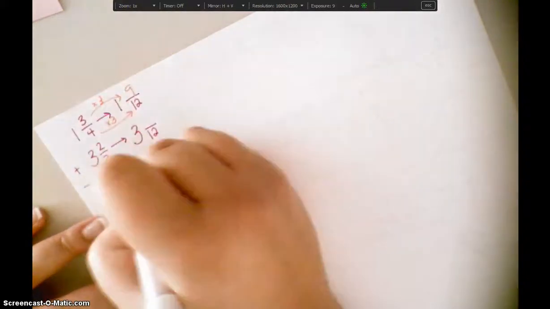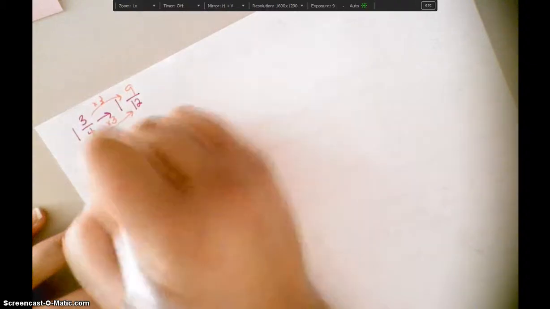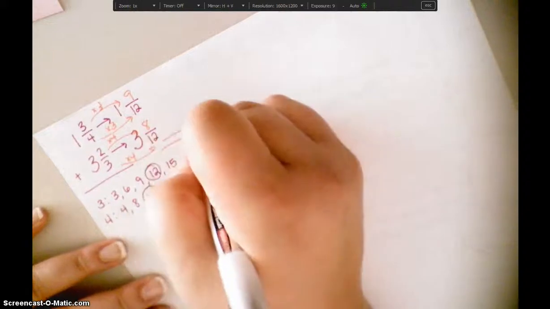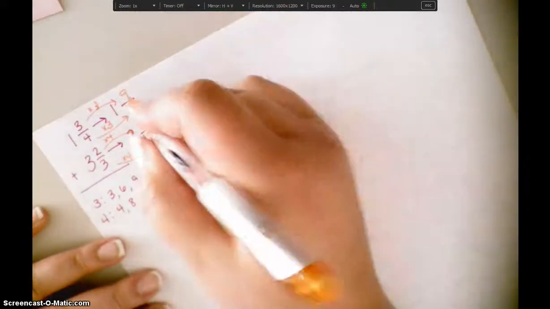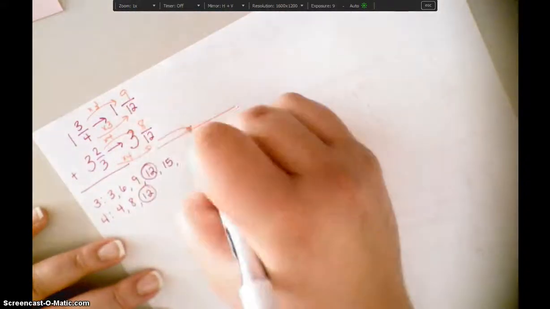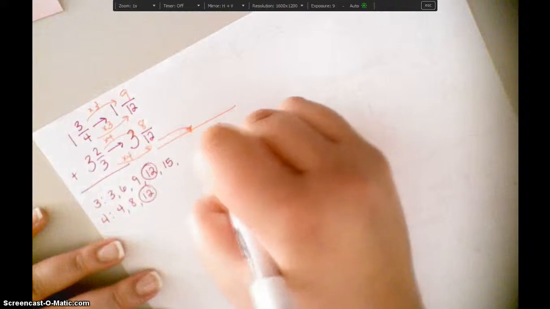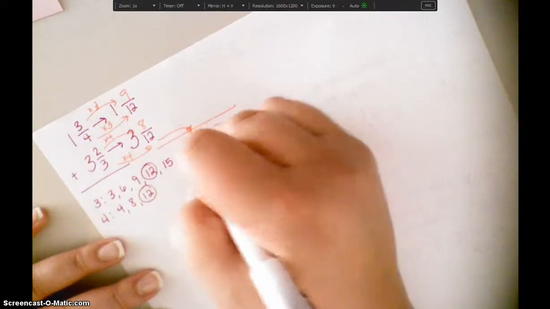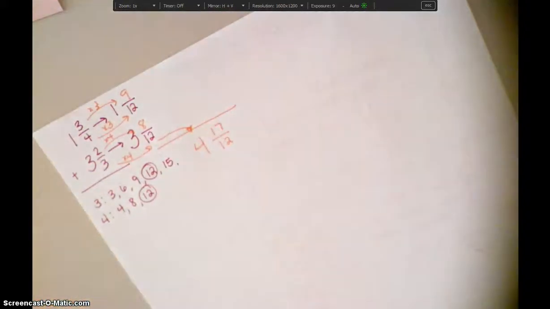4 times 3 is 12. 3 times 3 is 9. 3 times 4 is 12. 2 times 4 is 8. Now when I add, and I'm going to bring my problem over here just a little bit, I'm going to add 9 and 8, and I'll get 17 twelfths. 1 plus 3 is 4. So now I have an answer.